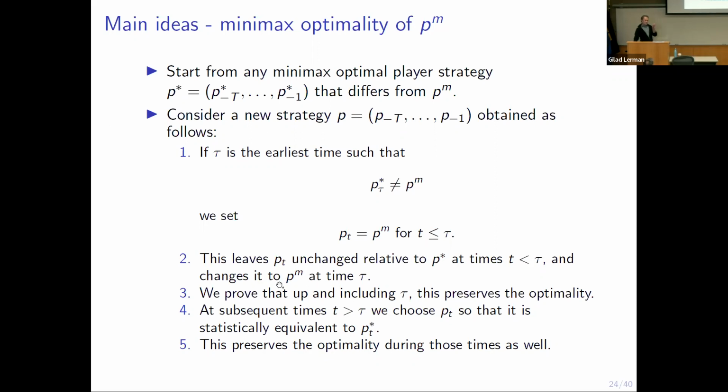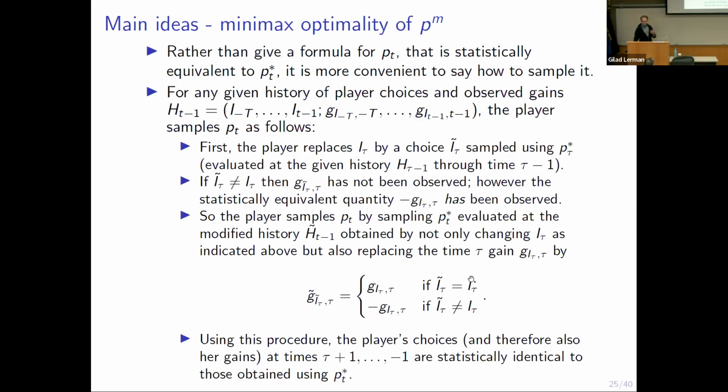And then it's easier to look at to prove optimality of PM at that single moment of time. And then at subsequent times, we just choose p tau so that it is statistically equivalent to the old policy. It's also not so simple because you've messed up with the policy, but what you would do is, rather than give a formula for what happens after time tau, I'll just say how we sample it in a way that assures statistical equivalence.